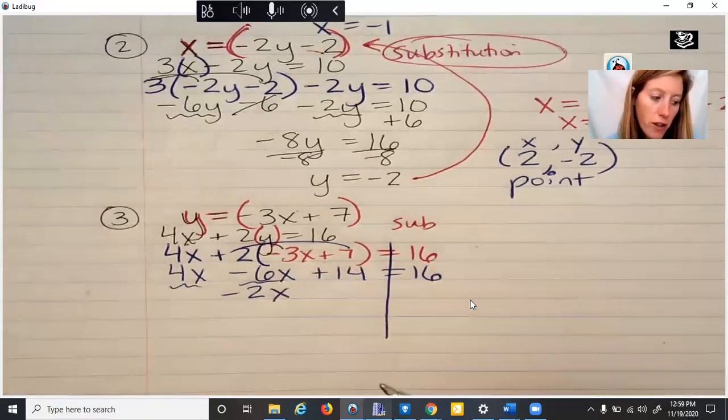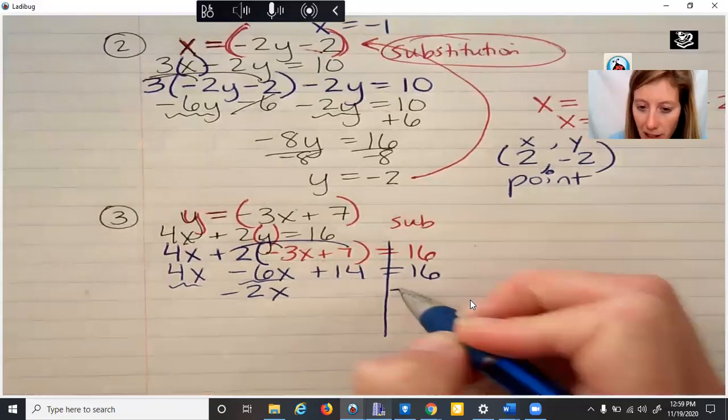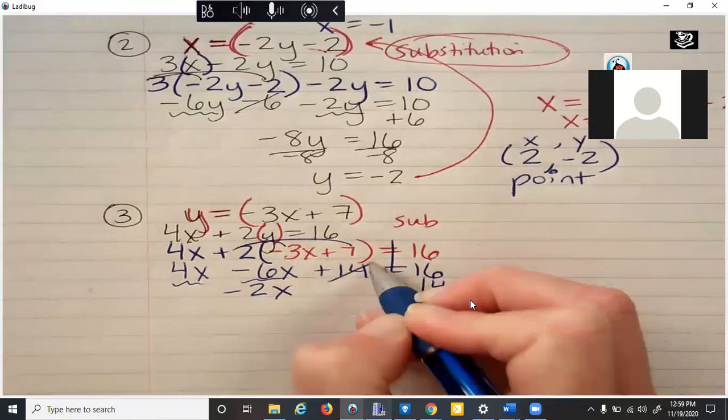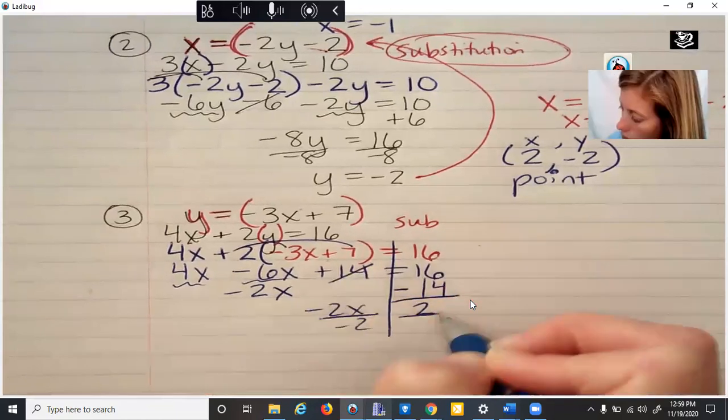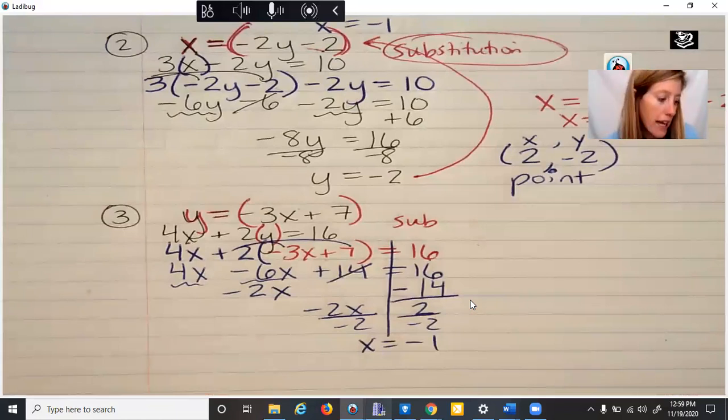Orlando, what else do you have to do on this problem? Do you subtract 14 out of 16? Very good. Which gives you 2. And then divide by -2. X equals -1. Zion, what do you have to do with that -1?